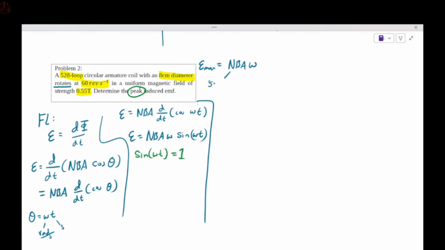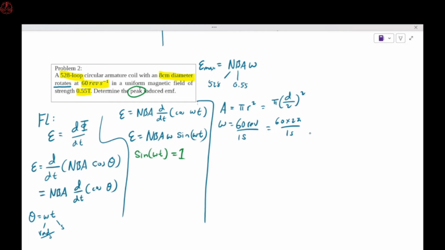So there's a few things that we need to know. N is just 528, B is given directly, 0.55. However, A must be calculated, and because it's a circular loop, I will have pi r squared, right? And r is just half of d, so I'm left with d over 2 squared. And then I have omega, which is expressed in 60 revolutions per second. I need to convert that to radians per second, so I have to multiply it by 2 pi.